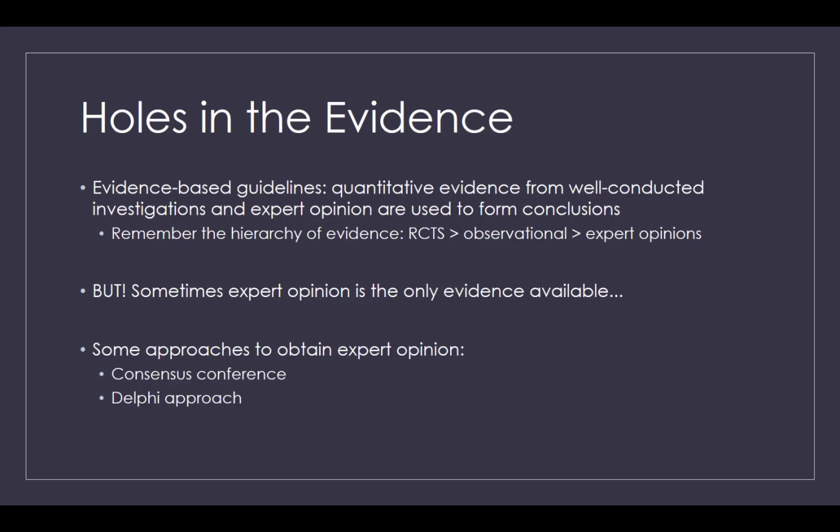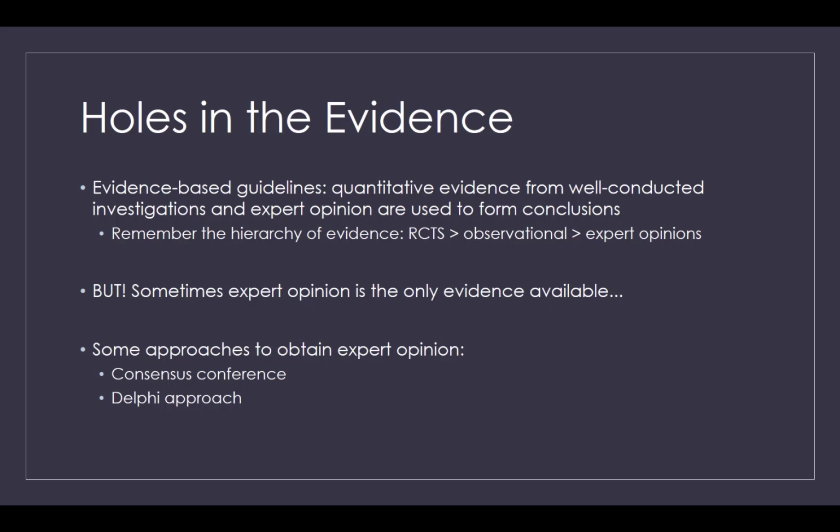So we have all of our sources of evidence and we have outcomes that we're going to look at, but what about if you're looking for evidence for specific population or intervention and that evidence just simply does not exist? That hasn't been studied. Evidence-based guidelines are built on quantitative evidence from well-conducted investigations whenever possible, but expert opinion is also used to form conclusions. We should always remember that there is that hierarchy, so we will put more onus on meta-analyses than RCTs, than observational studies, and then expert opinion. In other words, any more formal type of research design carries more weight than an expert opinion.